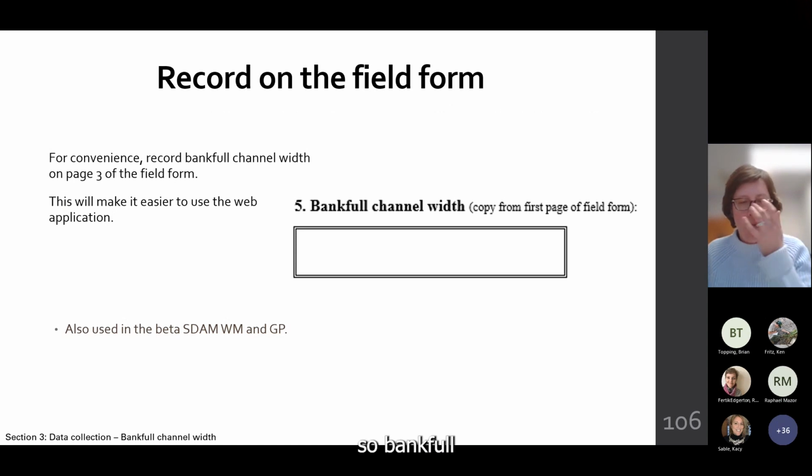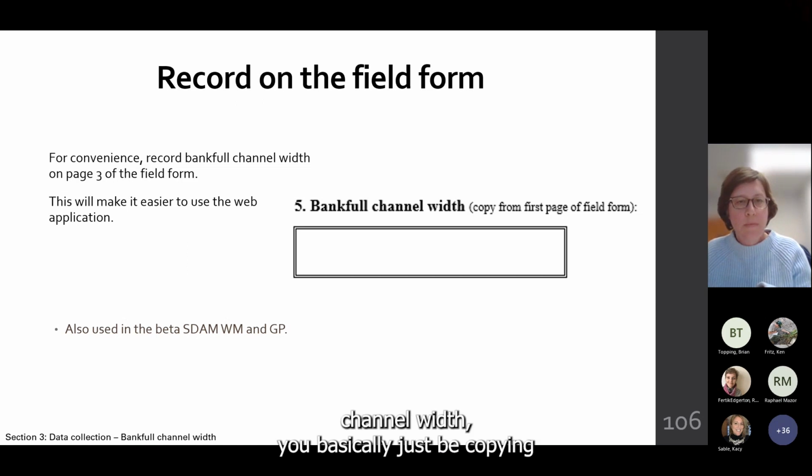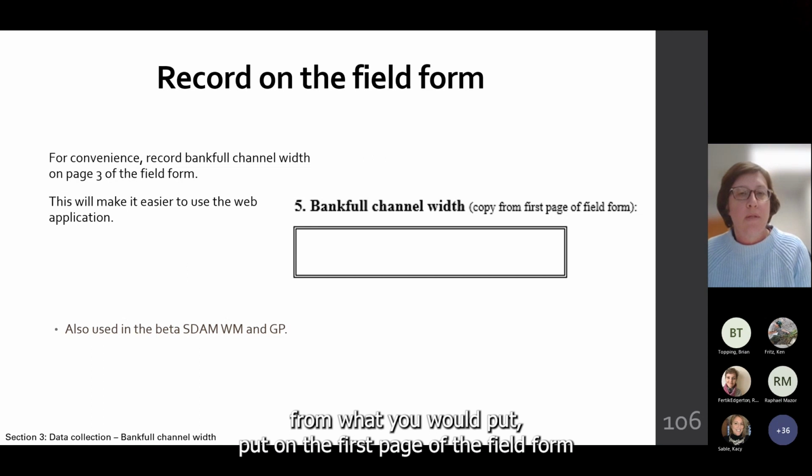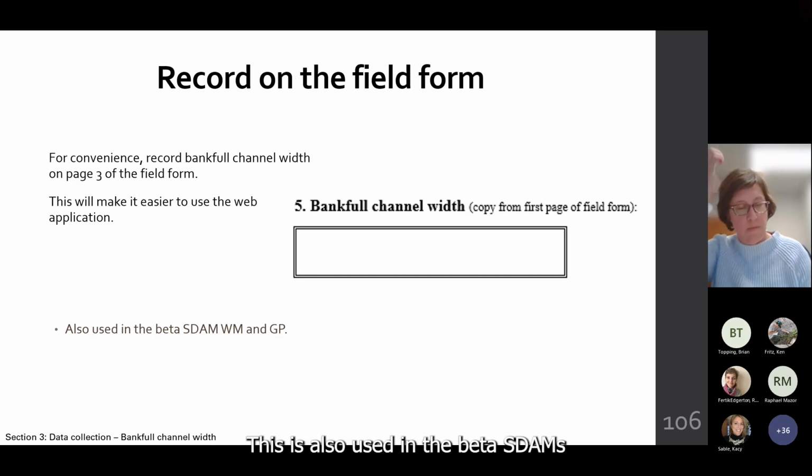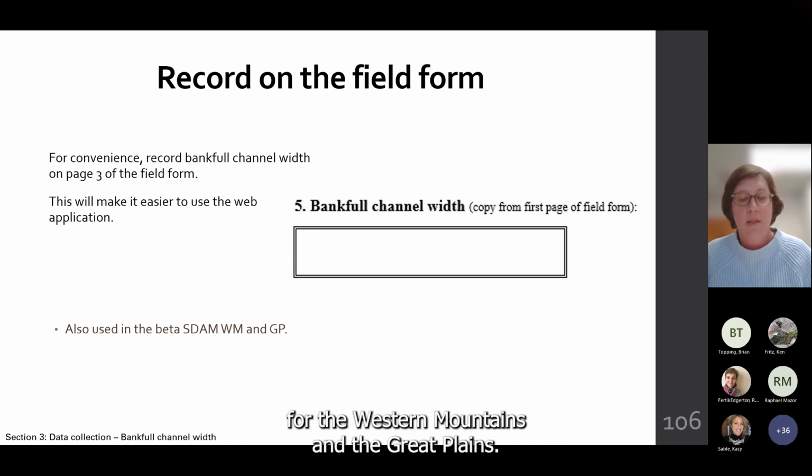So for bankfull channel width, you would basically just be copying the same value from what you would put on the first page of the field form. This is also used in the beta SDAMs for the Western Mountains and the Great Plains.